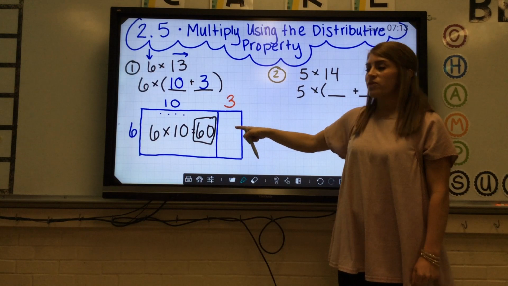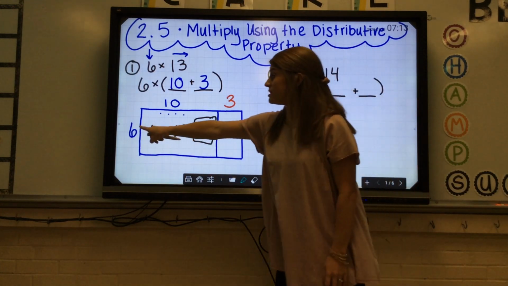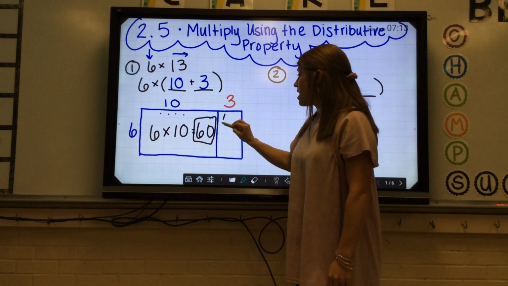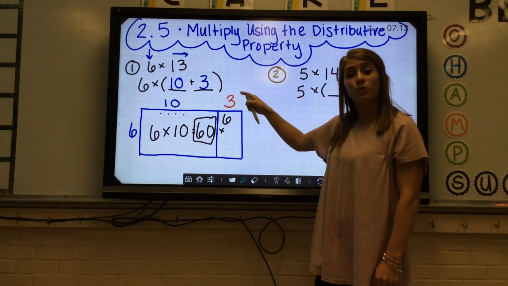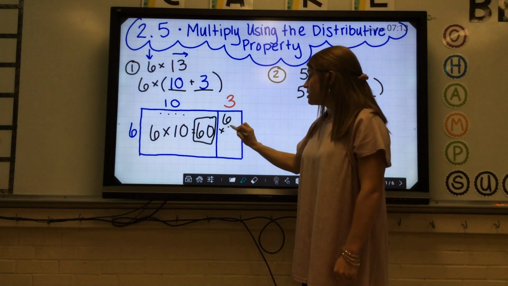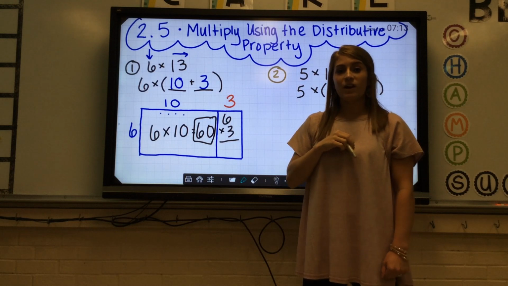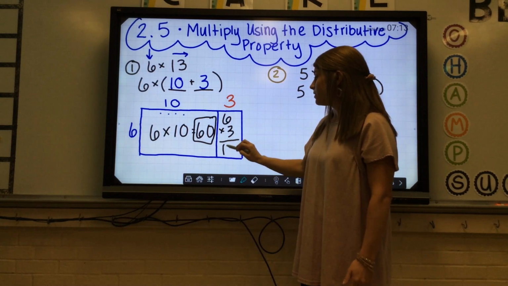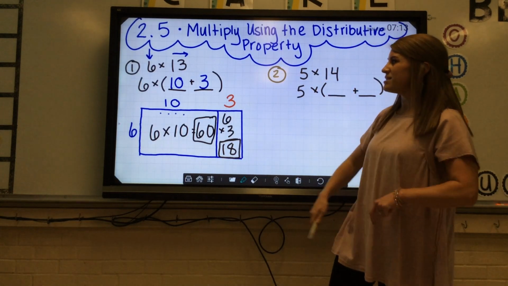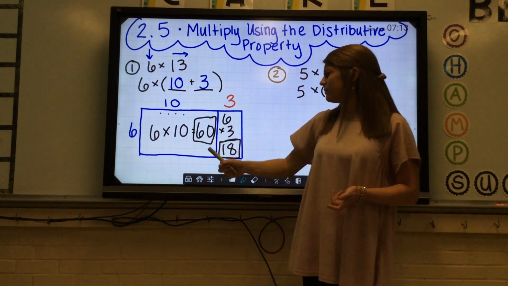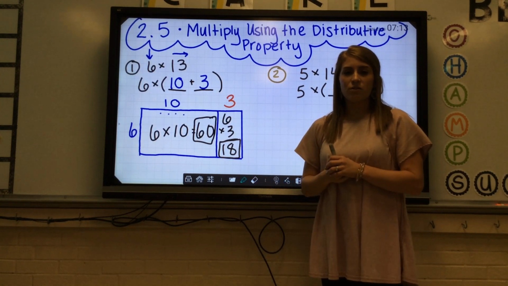And then what am I going to do for this box? What do you think? Right, exactly. I'm going to take this same 6 and multiply it by what's on top of this box, which is the 3. 6 times 3 gives me what? Very good, it gives me 18. Okay, now we're not done just yet because I can't say 6 times 13 equals 6018, right? What do you think I'm going to have to do to those numbers?